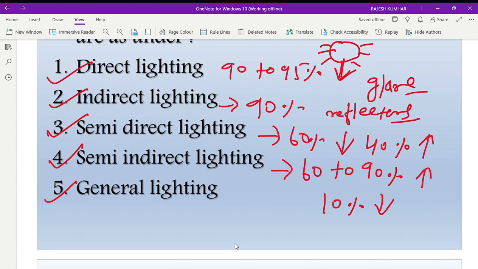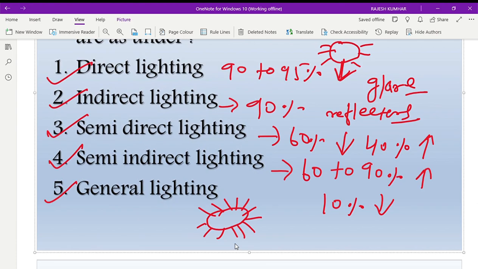Now the fifth point is general lighting. This type of lighting scheme is where the luminaires, shades and reflectors give equal illumination in all directions. That means, suppose this is the source, and the flux passes in all directions, equally distributed. This is used only in general conditions.